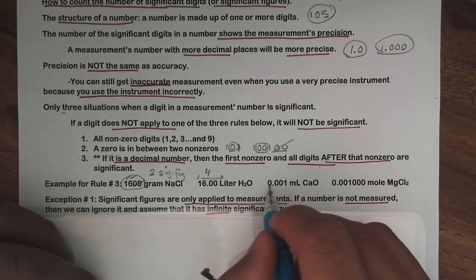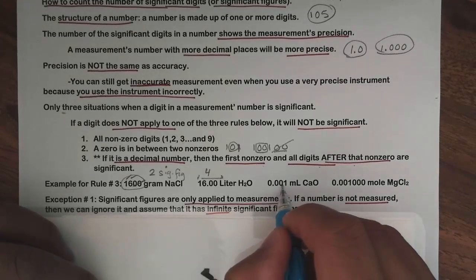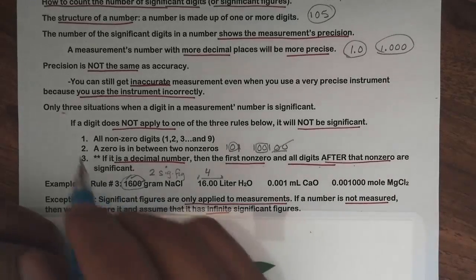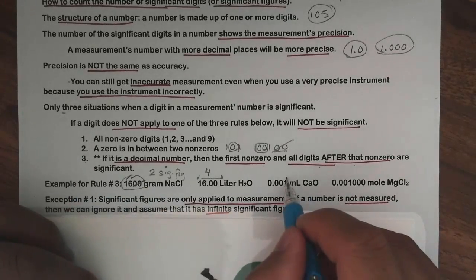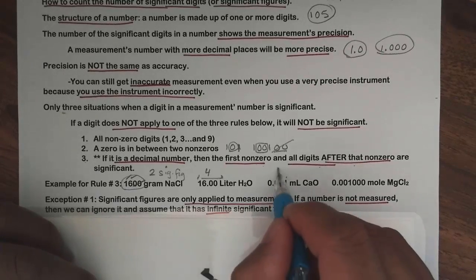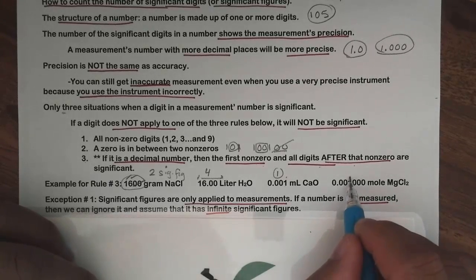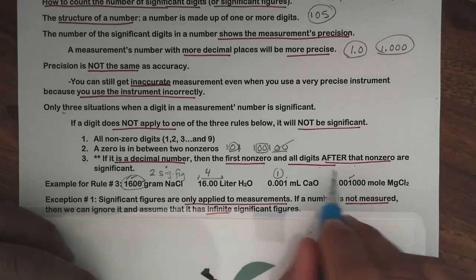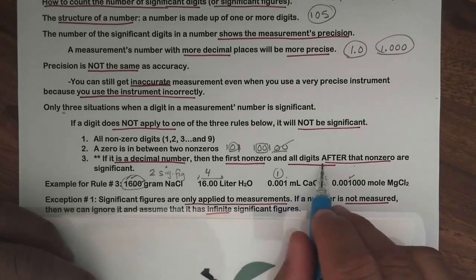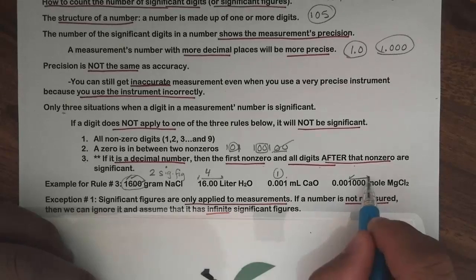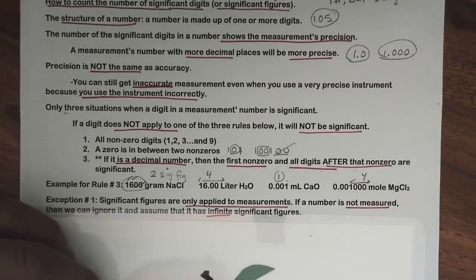Let's try another one. We have 0.001. This is a decimal. Go back to rule number 3. Since this is our first non-zero, and it's the only digit, there's no digit after this one, so we know it's only 1. Then over here we have another decimal. Notice how this is our first non-zero, and all the zeros and all the digits after that non-zero will become significant. So therefore, in this case, 1, 2, 3, 4. Isn't that easy? However, there are 2 exceptions.